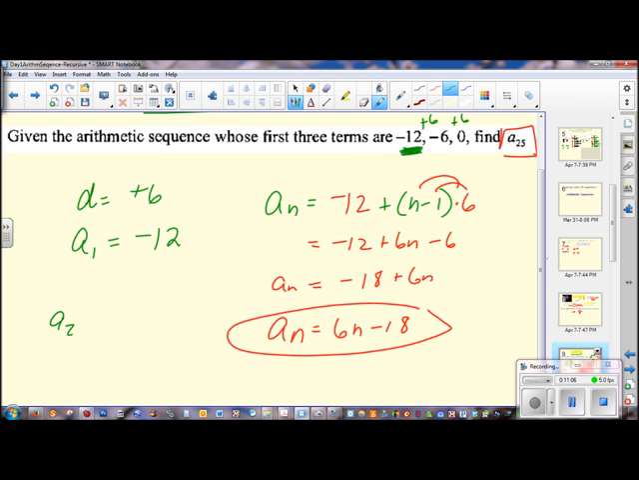A sub 25 means n is 25, equals 6 times 25 minus 18, which is going to be 150 minus 18. You don't need to show the arithmetic. Once you have all arithmetic here, you're free to pick up the calculator. So we end up with 132. So the 25th term of the sequence would be 132.